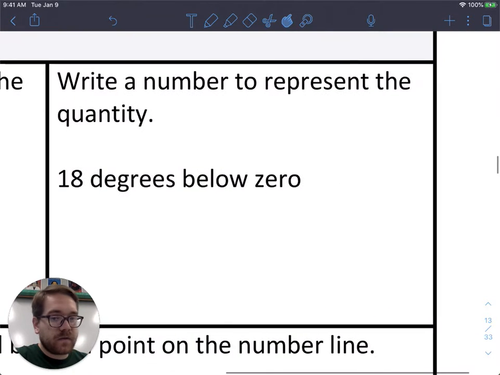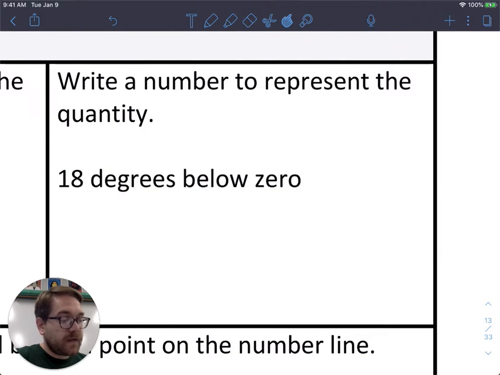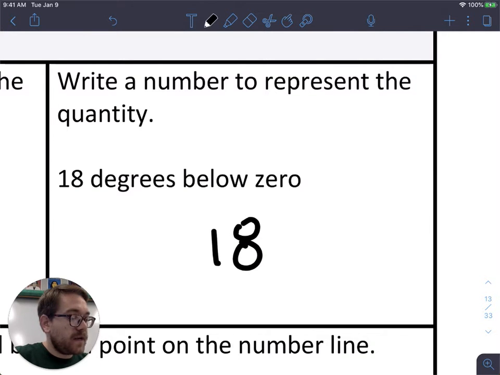Let's look at this next one. Same thing: write a number to represent the quantity 18 degrees below zero. Like on a temperature gauge or thermometer, it's super cold out, it's below zero. How would you write that? How would you represent that? Well, we'd represent that with a negative number, because things below zero or less than zero are negative numbers. So we would have 18, but we'd put a negative in front of it to represent that it's below zero.